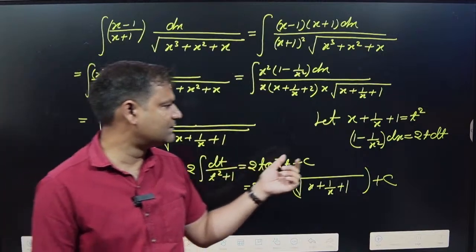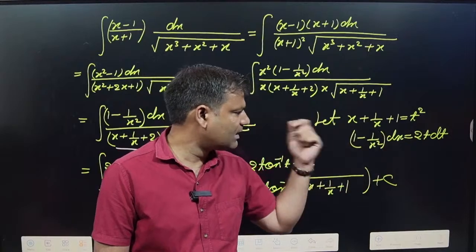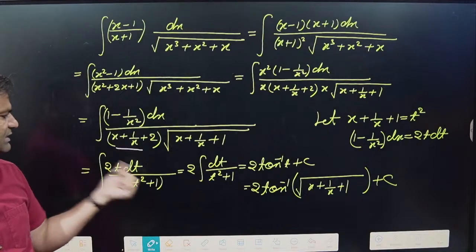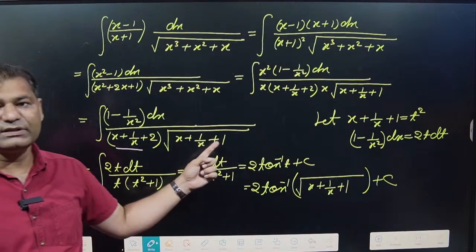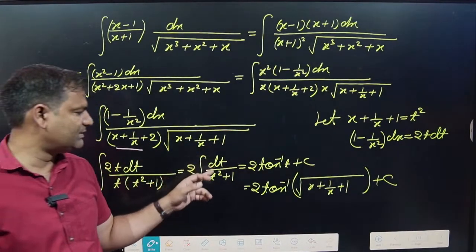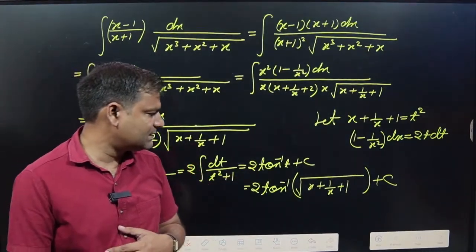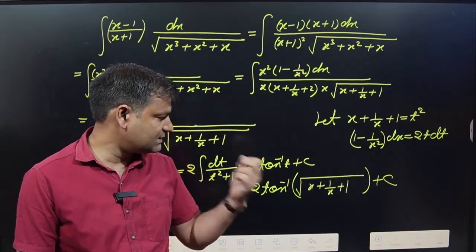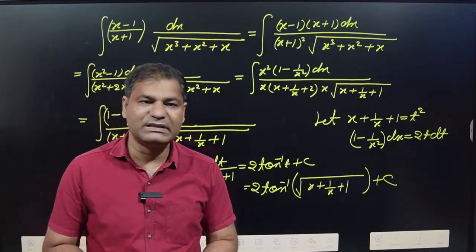After that, let this one be t square, then this is written as 2t dt, so we replace this with 2t dt, and the other with t square plus 1. Under root of t square is simply t, so t and t cancel, giving 2 dt divided by t square plus 1, which is 2 tan inverse t plus c. Here t is the square root of x plus 1 upon x plus 1, so the right answer is 2 tan inverse of the square root of (x plus 1 upon x plus 1) plus c.